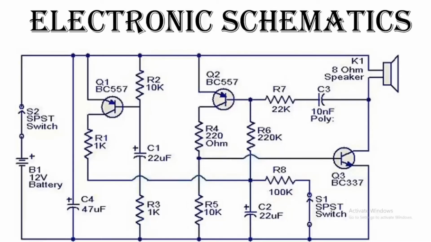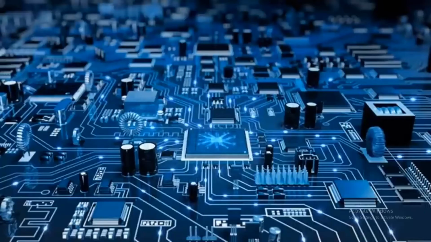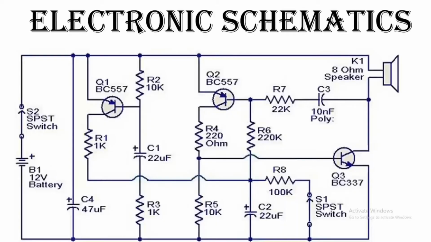How to read electronic schematics and how to understand electronic schematics. Friend, if you want to make electronics projects or electronic circuits, you first need to understand the electronic circuit diagram, which is called an electronic schematic. By the help of electronic schematics, you are able to make an electronic circuit. The electronic schematic or electronics diagram is the combination of the symbols of the electronic components. These are all electronic component symbols. First you need to learn the symbol of each electronic component.